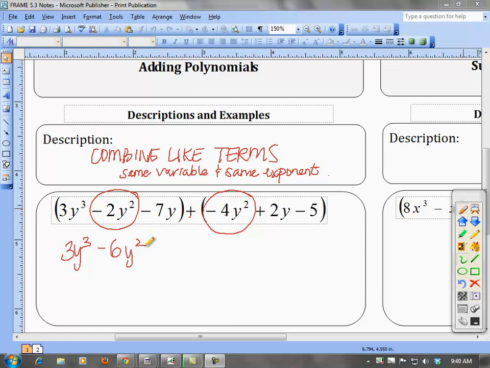Okay, now let's look at the single y's. I have a negative 7y plus 2y. Negative 7 plus 2 is negative 5y. And then I have this negative 5 at the end, so I put negative 5 at the end. Okay? So if you go in order, you won't have to rewrite your answer. You'll be done there.